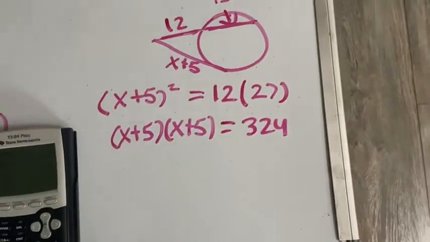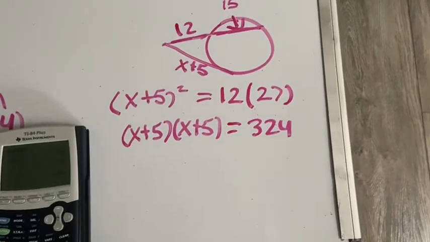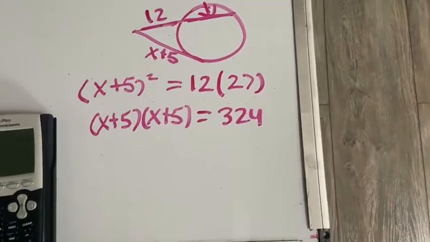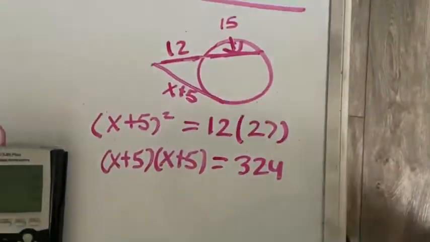Okay, see what I did there? I just rewrote the square into two expressions, and I just multiplied the 12 times 27, okay? Nothing out of the ordinary.